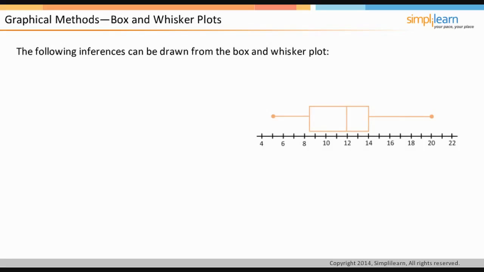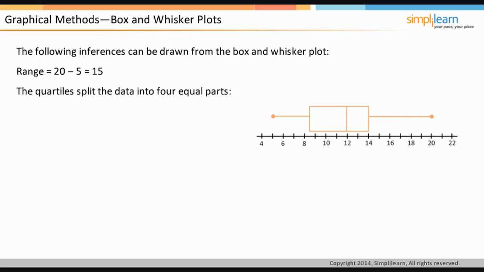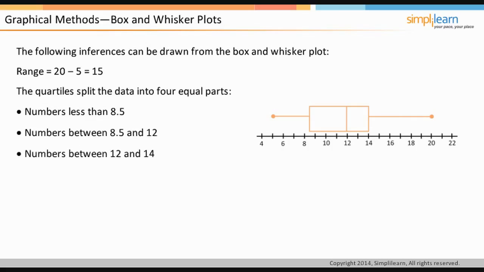The following inferences can be drawn from the box and whisker plot. The lengths of the fish range from 5 to 20. The range is, therefore, 15. The quartiles split the data into 4 equal parts. In other words, 1/4 of the data numbers is less than 8.5, 1/4 between 8.5 and 12. Next quarter of the data numbers are between 12 and 14. And another quarter has data numbers greater than 14.